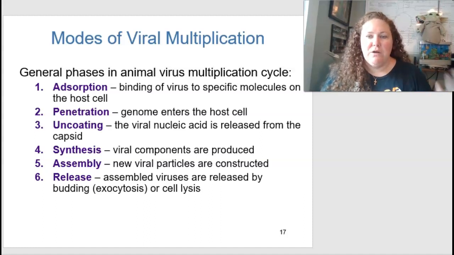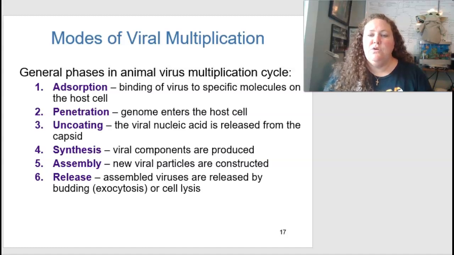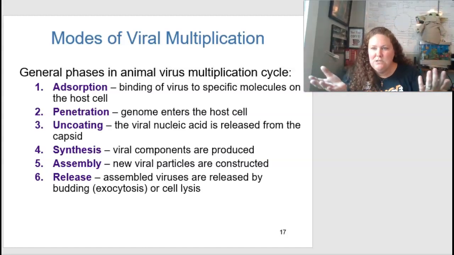So this is where the viral components are produced or made. Then we have assembly, kind of like an assembly line. This is when new viral products are going to be constructed. And then we have release, where the assembled viruses are now going to be released by budding, exocytosis, or cell lysis. Okay, so basically it takes over the cell.